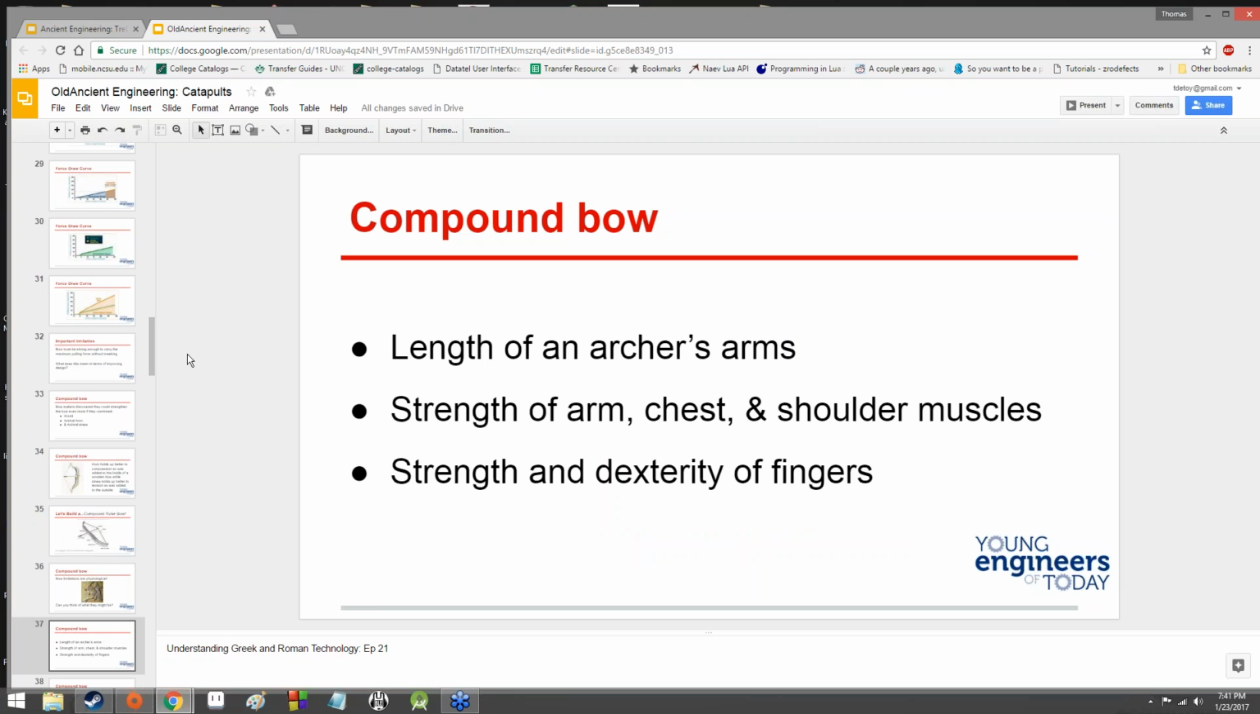And also the strength and dexterity of the fingers. Because obviously you could have arms that are strong enough to draw a bow back, but it could really hurt your fingers to do it. And it might be hard to hold on to that bow, which would reduce your accuracy and potentially put you in a situation where you accidentally let go of the bow sooner than you wanted to because your fingers give way, which is potentially catastrophic. And then, yeah, length of arms and everything like that.